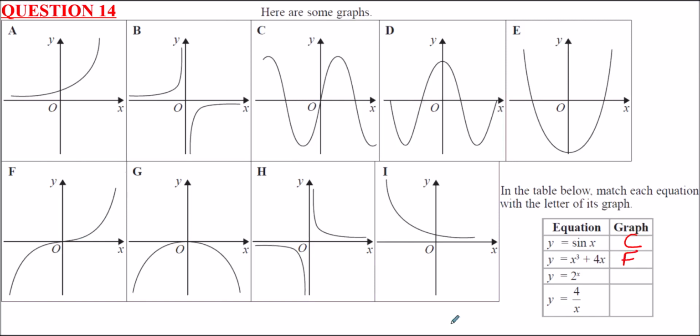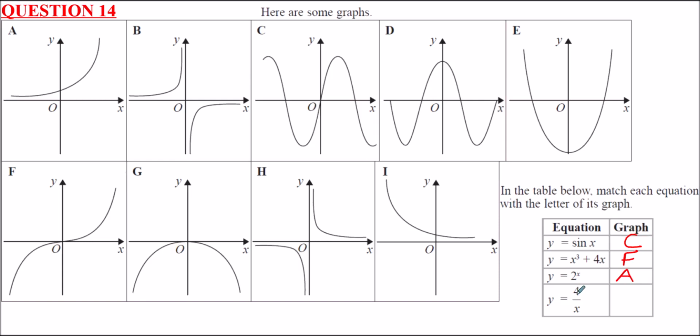You can do this table function for all of these functions if you want to. In the same way, y equals 2 to the x. What you'd find for that one is that it matches graph A. As x goes more and more negative, it gets close to 0, but never goes negative. When x gets very big, 2 to the power of something big is absolutely humongous. So that's graph A.